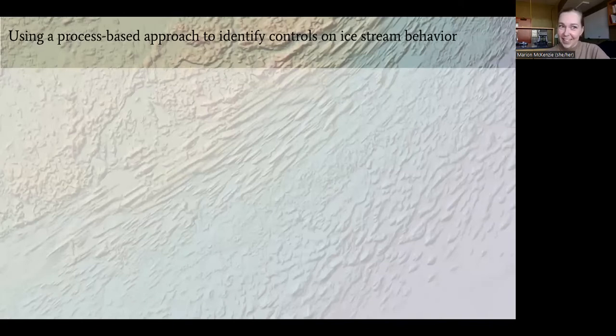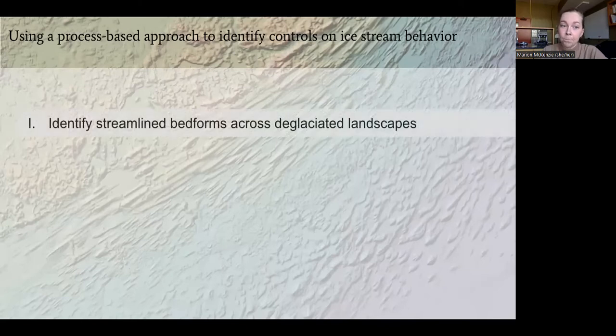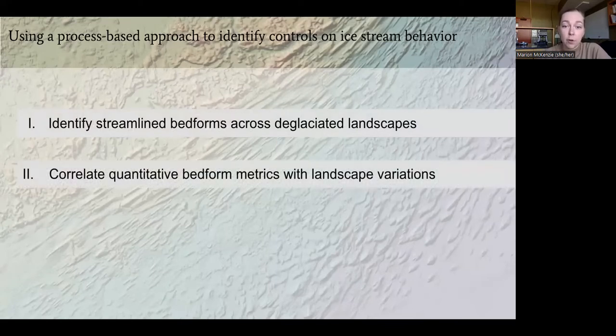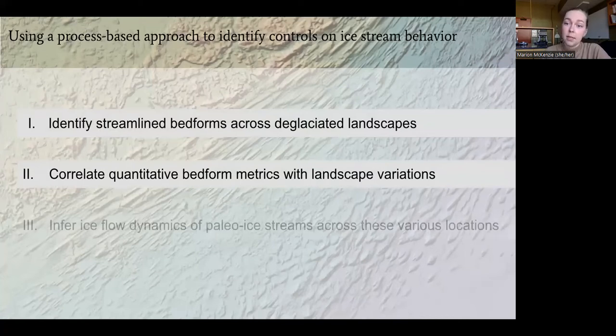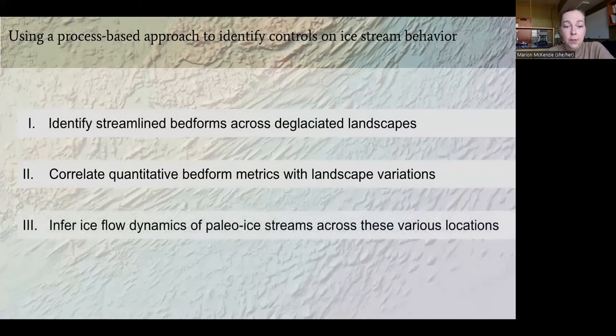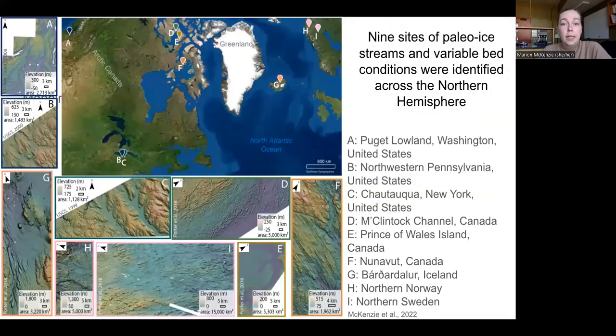And what I will show you that I did is use these streamlined bed forms to create a process-based approach to identifying controls on ice stream behavior. I begin by identifying streamlined bed forms across deglaciated landscapes. I correlate quantitative bed form metrics with landscape variations, and I take these results to infer ice flow dynamics of paleo-ice streams across various locations. So in the first part, I'll share 9 sites of paleo-ice streams that I identified across the deglaciated Northern Hemisphere.